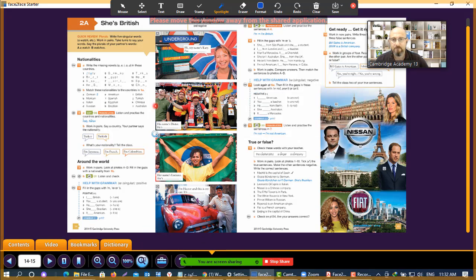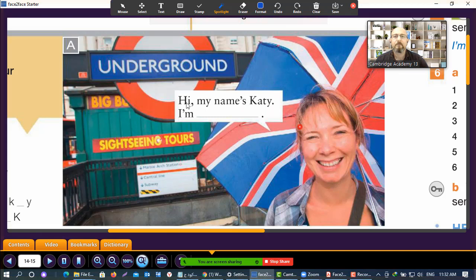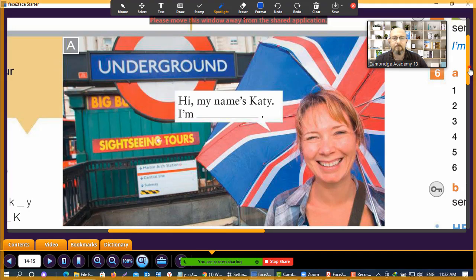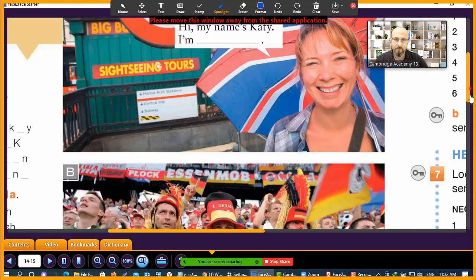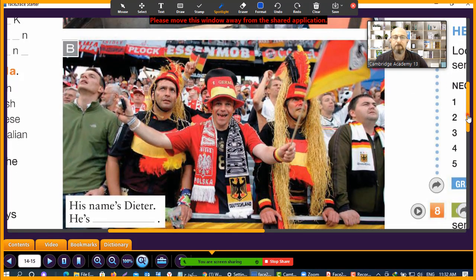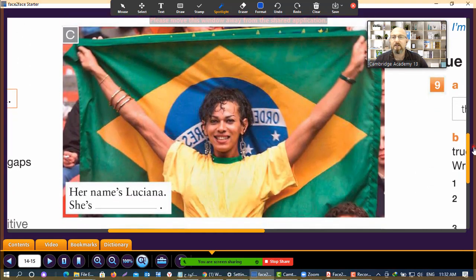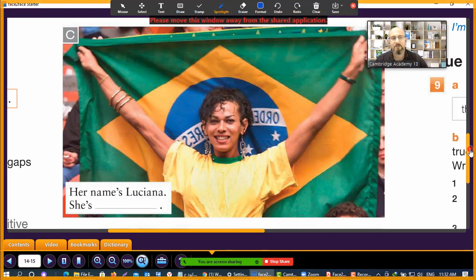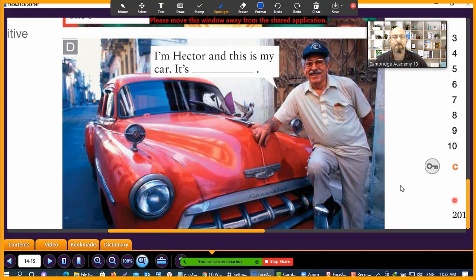Okay, guys. Okay, Ibrahim, A. Hi, my name is Katie. I am British. Very good. Hamza, B. His name is Dieter. He is German. Very good. Rakan, C. Her name's Lucy. She is Brazilian. Very good. Sama, D. I am Hector, and this is my car. It is American. Very good.